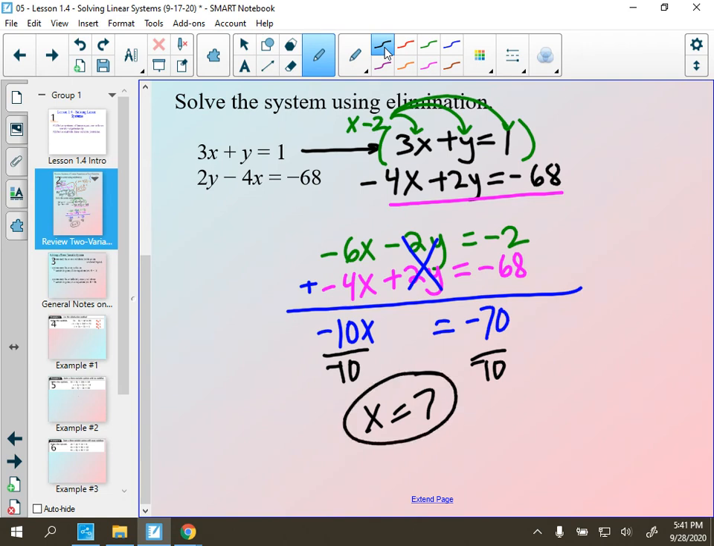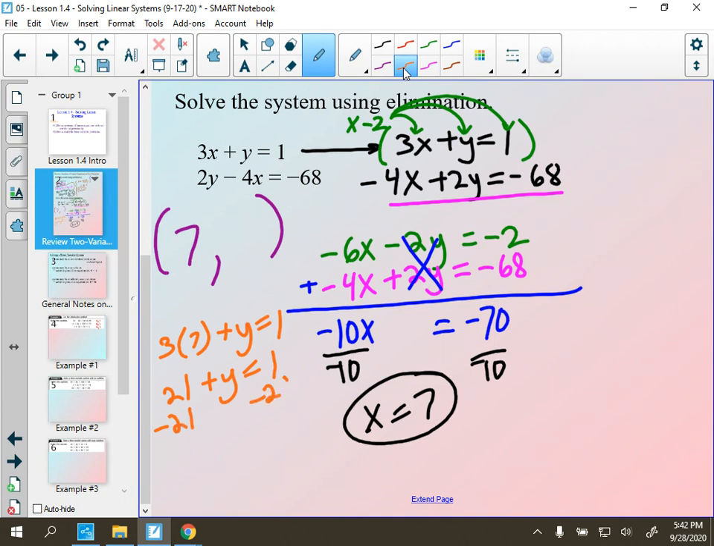So it's kind of like before, now I know half my answer. It's the same idea. We're going to write our solution as an ordered pair. So 7, how am I going to find my y? Same process. Go back to either one of your two equations and plug this value 7 in for x. So I guess I'll come up to this top one, the numbers look a little bit smaller here. I'm going to go 3 times x, which I know is 7, and then plus y equals 1. So we've got 21 plus y equals 1. We'll subtract 21 from both sides to find that y equals negative 20.